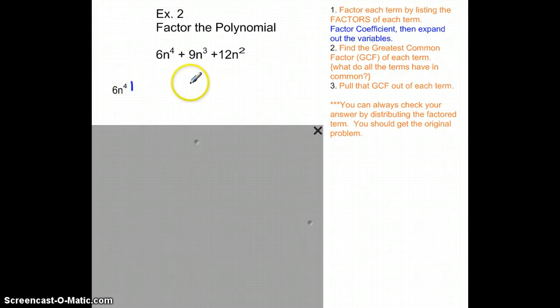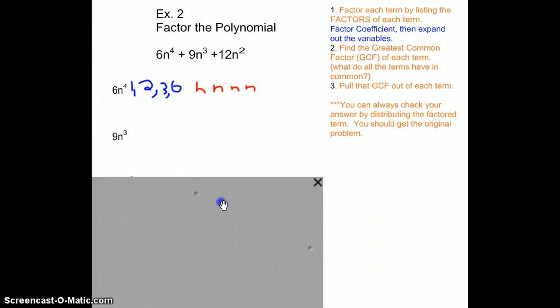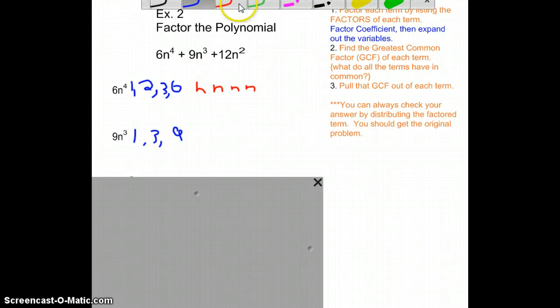So 1 and 6, 2 and 3. Then we have 4 n's: 1, 2, 3, 4. Since I'm still working, here we got 9 is 1, 9, and 3. We got 3 n's there. So n and n.